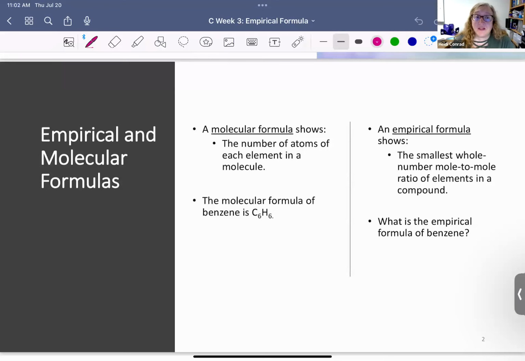So again, molecular formula, the number of atoms of each element in a molecule. For example, the molecular formula of benzene is C6H6. There are 6 carbons and 6 hydrogens in a benzene compound. Empirical formula, on the other hand, is defined as the smallest whole number multiple ratio of elements within that compound.